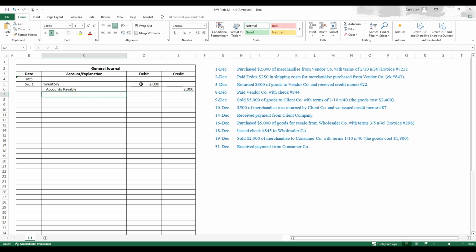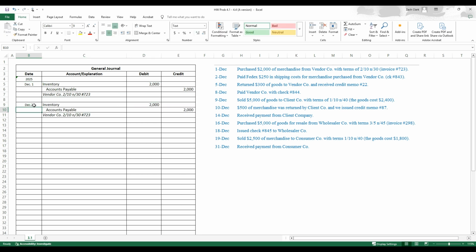So we now have an asset of inventory worth $2,000, and we'll say Vendor Co. And let's just put the terms in. That's helpful information, and put the invoice number, etc. So some helpful information there. Okay, I'm going to copy down our entry just to have that as a little template.